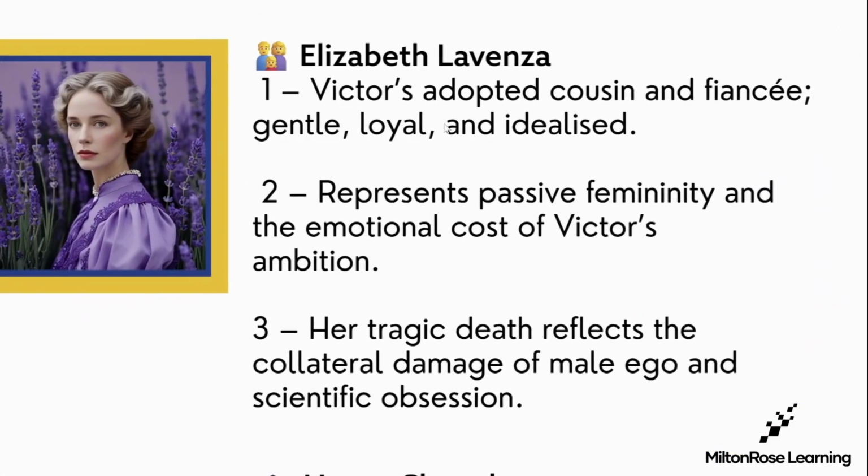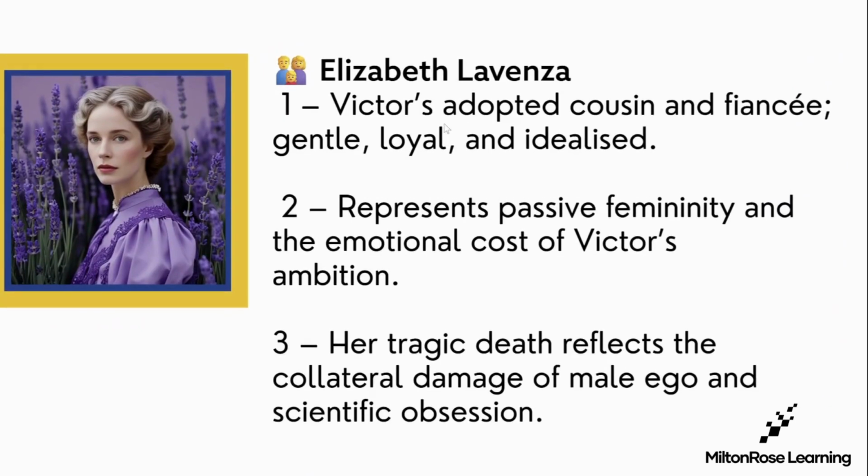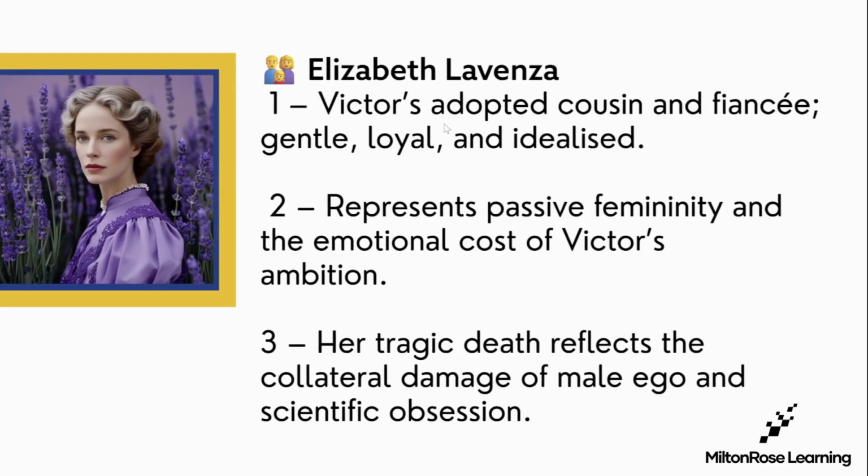Then we have Elizabeth Lavenza. So Victor's adopted cousin and fiancée, gentle, idealised, etc. She represents passive femininity and the emotional cost of Victor's ambition. Okay, it's very important to realise that. And her tragic death reflects the collateral damage of the male ego and scientific obsession. You know, Victor Frankenstein's obsession for growing new life.